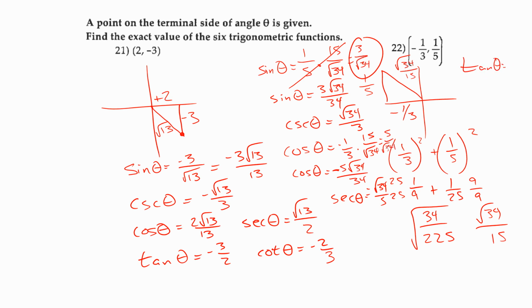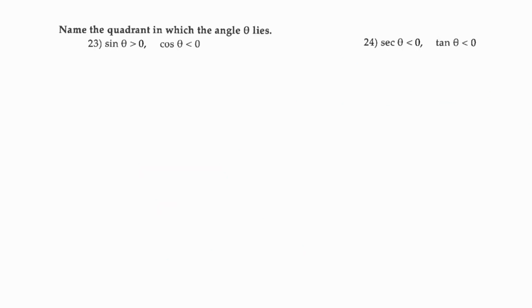is going to be 1/5 times negative 3 over 1. So the tan theta will be negative 3 over 5. So the cotangent of theta will be negative 5 over 3. Don't be scared of fractions. You can do it. Okay.